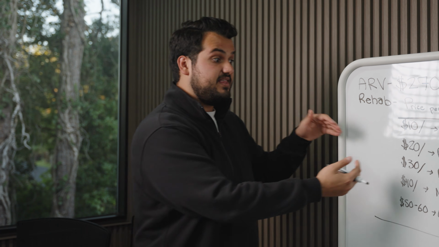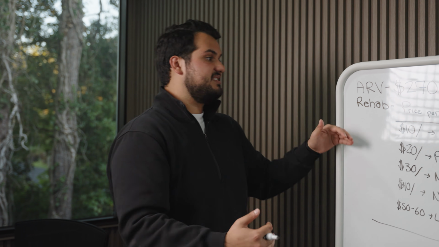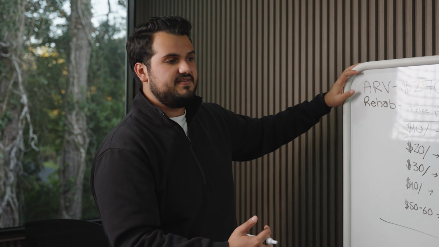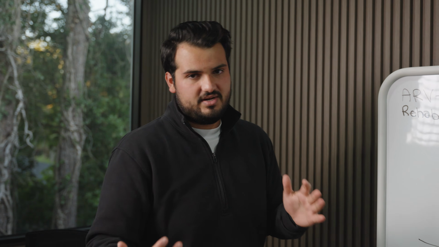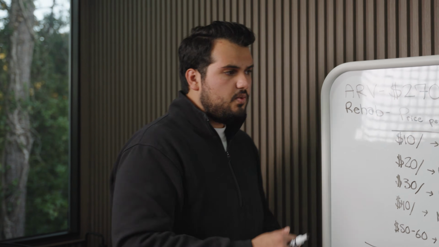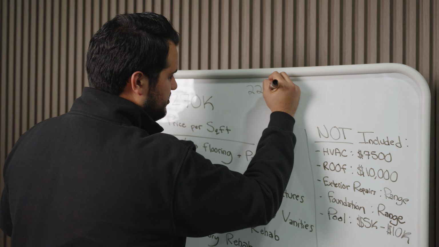What it is, you have to really think through, okay, how much does this make sense? Does it make sense to comp it this way and to get the ARV of this number? Does it make sense for me to spend that much money on this home? That's basically what it boils down to. So with this particular home, it was approximately 2,250 square feet.